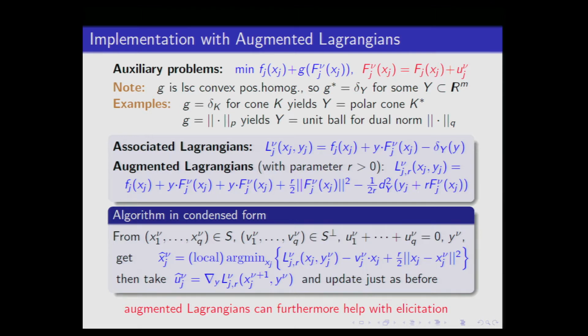And now here's where it's a little simpler, that I'm asking that g be lower semi-continuous, convex and positively homogeneous, because we know those are the support functions of closed convex sets. So I can say that the conjugate of g is the indicator of some closed convex set Y. So for example, if g was the indicator of a cone K, then I would be looking at the polar cone Y. But what if g is a norm? Well, Y would be the unit ball for the dual norm. But there are many, many things that fit into this. And again, I could do all of that just with convexity. And then there's the augmented Lagrangian.